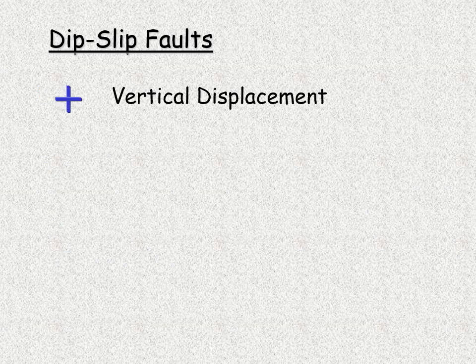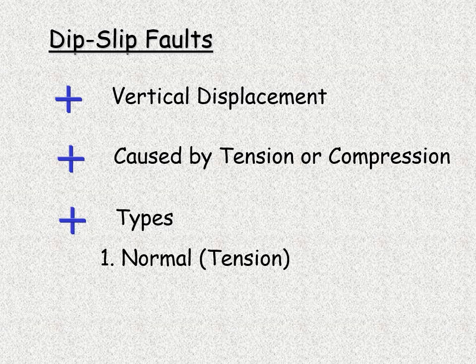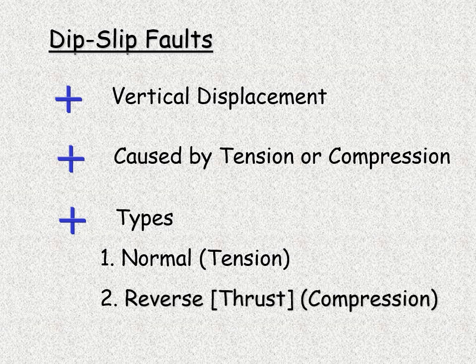Let's first talk about dip-slip faults. Dip-slip faults are when the rocks move vertically, up or down. So we say dip-slip faults have a vertical displacement. They are caused by tension or compression. There are two types. The first one is called a normal fault, which is caused by tension. The other one is called a reverse fault, which is caused by compression. When the reverse fault angle is close to 0, they are called thrust faults.